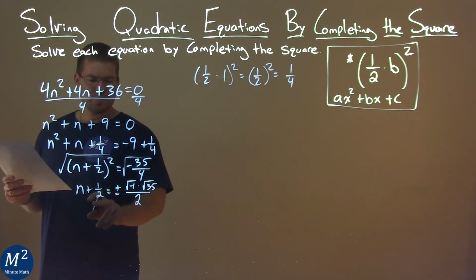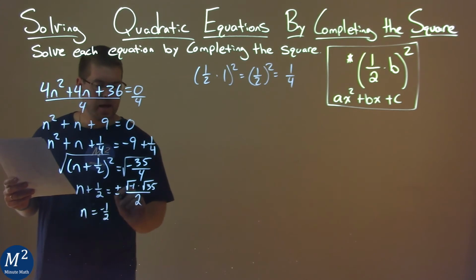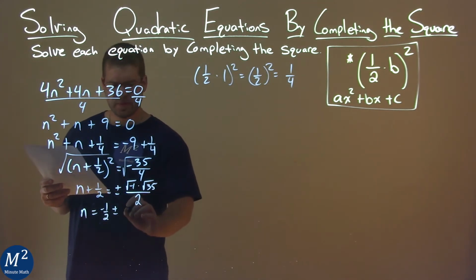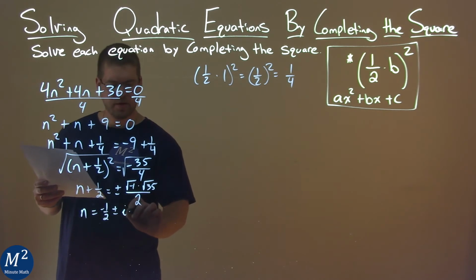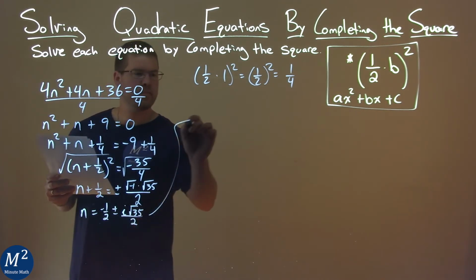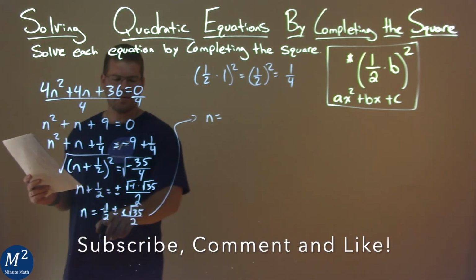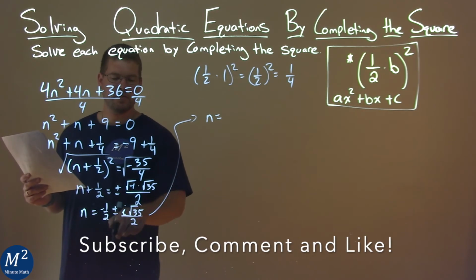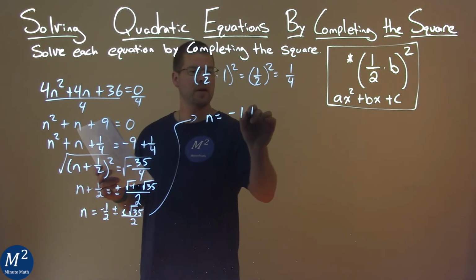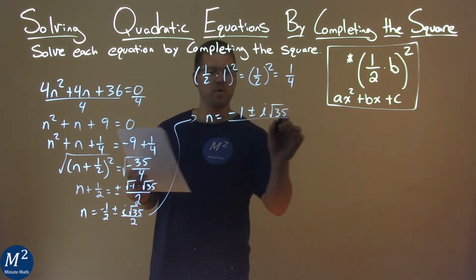So now, let's subtract 1/2 from both sides, so n equals negative 1/2. Then we have plus or minus here, and the square root of negative 1 is i. So we have i square root of 35 over 2. Let's keep on going here, and notice we have the same denominator, common base of 2. So we can add them together, so we can write it as negative 1, plus or minus i square root of 35 over 2.